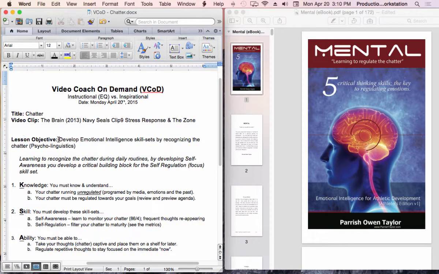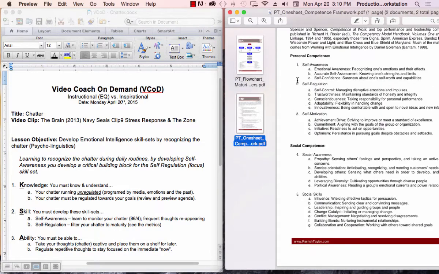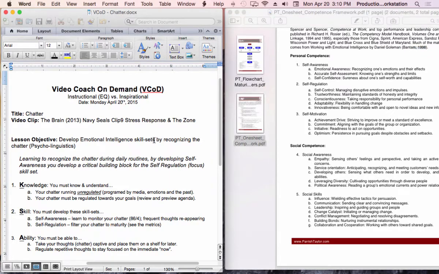Lesson objective: develop emotional intelligence skill sets. So we're staying on track with what we've talked about 1,000 times already. Here are the emotional intelligence skill sets based on Goleman, been around for 20-some years. The way we're going to build those skill sets is we're going to use some of my custom tools, recognizing the chatter, which is what we call psycholinguistics, the language of the mind. A little bit technical there for me.